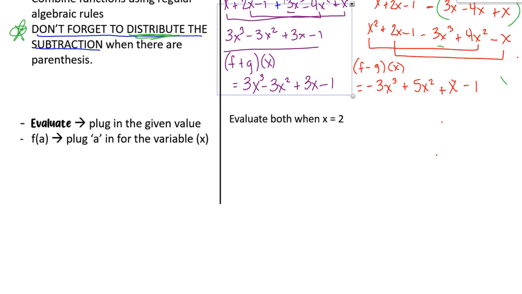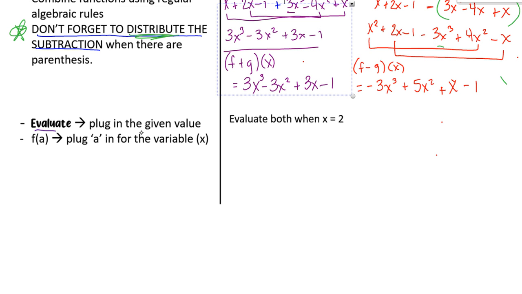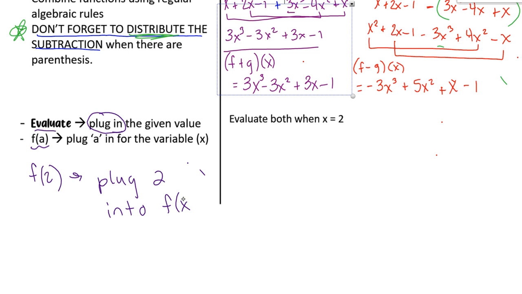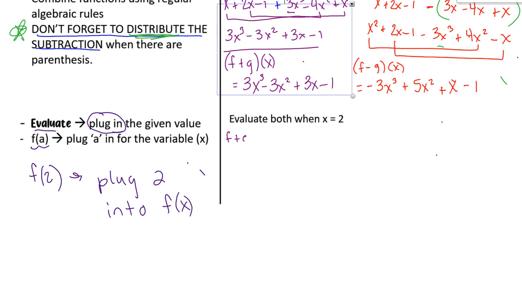All right, then the second part says to evaluate. Now, just as a reminder, what evaluate means is take the given value and plug it in. Another way that it's sometimes written is f of a number, right? F of 2. That means plug 2 into f of x. So this one says to evaluate both, referring to these two up here, when x equals 2. What that's essentially asking for then is to find f plus g of 2, and all that means is take that x out and replace it with a 2.